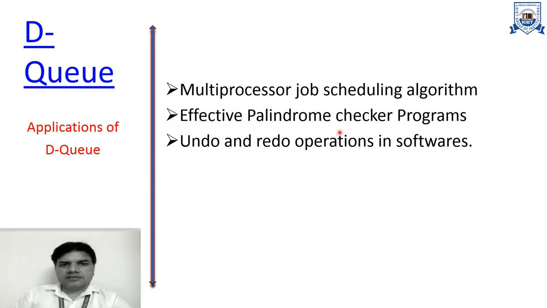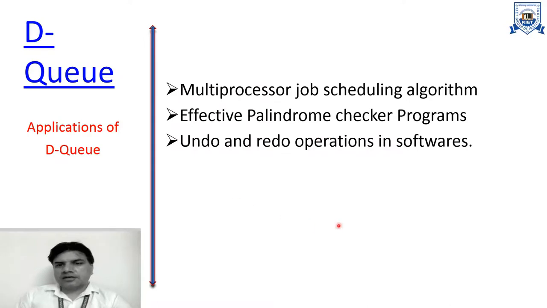Another application is effective palindrome checker program. Palindromes are the data which are, even if they are reversed, they are same. So we can start from both ends by reading out the data and comparing the elements, whatever we are deleting from the deque. Suppose the data is stored in the deque, from one end we delete, from another end we also apply the deletion process. So that way, if the data stored is a palindrome data, we can simply compare the corresponding character. So one of the applications of deque could be used here.